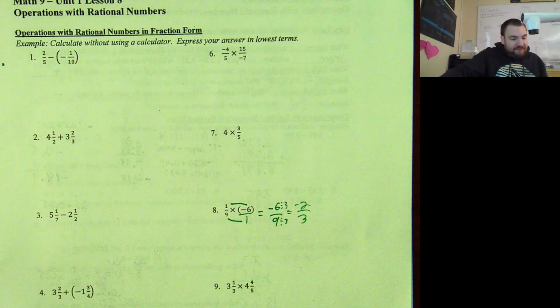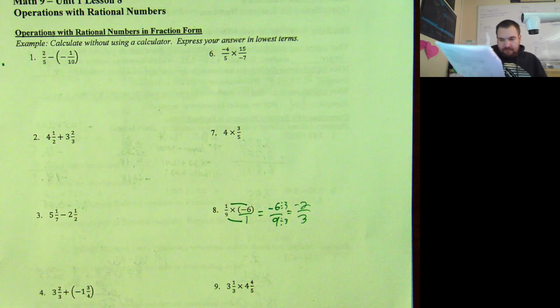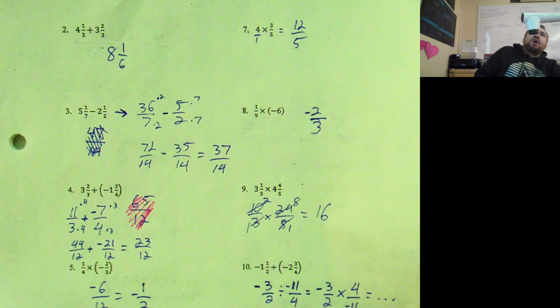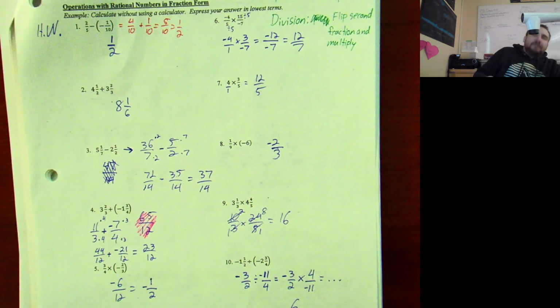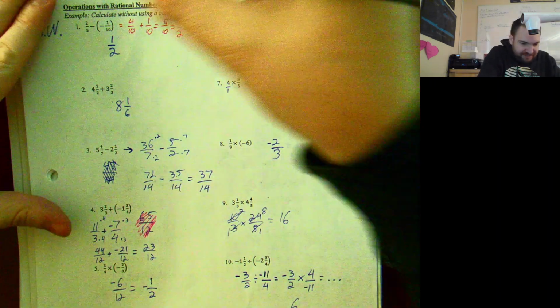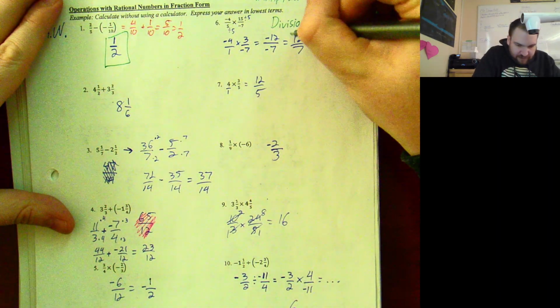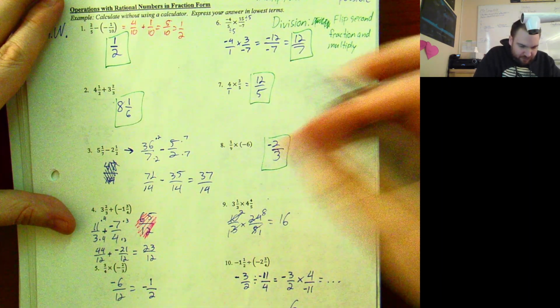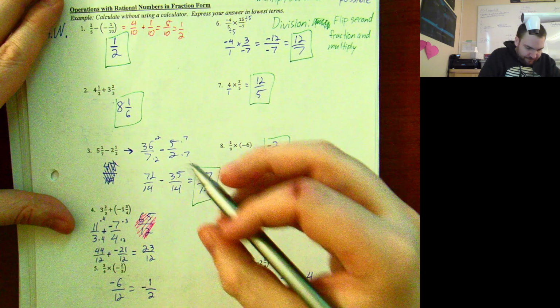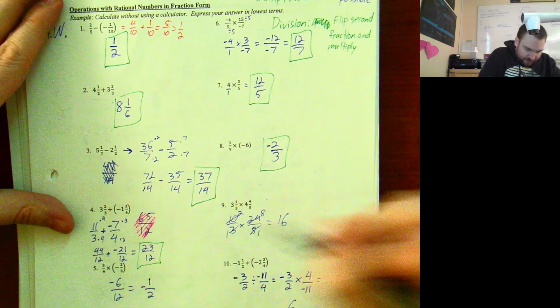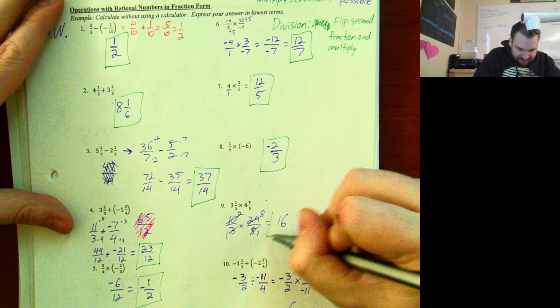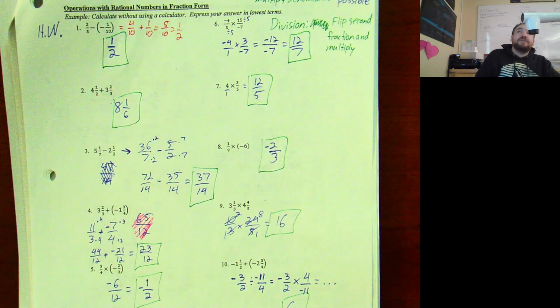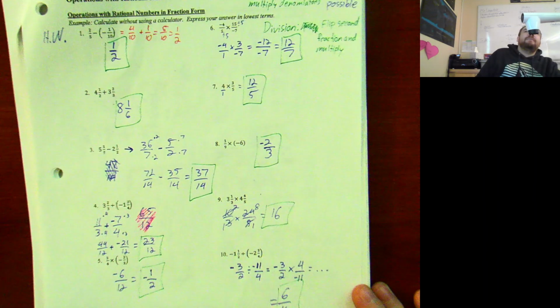First, before I do that, I'm going to go back now that I've taken up those questions, and I want to give you the answers to the homework I assigned. So the answers to the first 10 questions are right here. I'll make sure I box it. So I have 1/2, 12 over 7, 8 and a 6th, 12 and a 5th, negative 2/3, 37 over 14, 23 over 12, negative 1/2, 16, and 6 over 11. So those are my answers. Oops, sorry, bottom one.